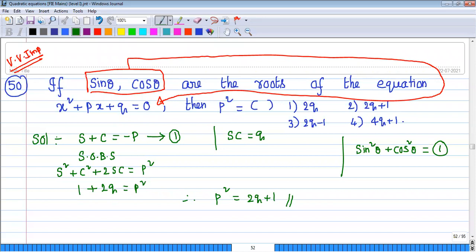I ask you one question. Can you explore anything from p square is equal to 2q plus 1? What do you say about 2q plus 1? It is the general form of an odd number. That means p square is an odd integer, or p square is not divisible by 2. Am I correct or not? Yes, sir.